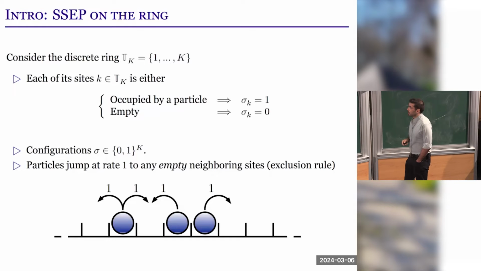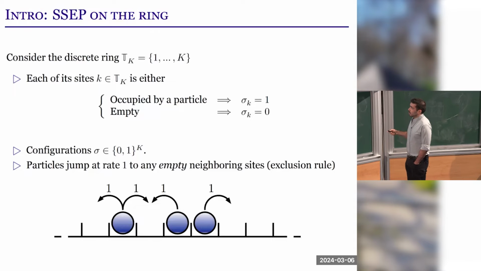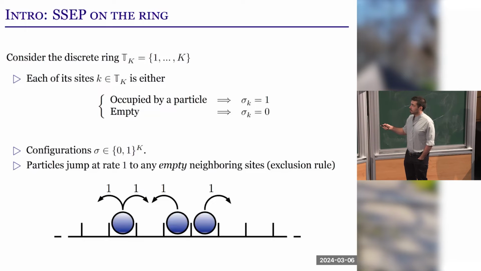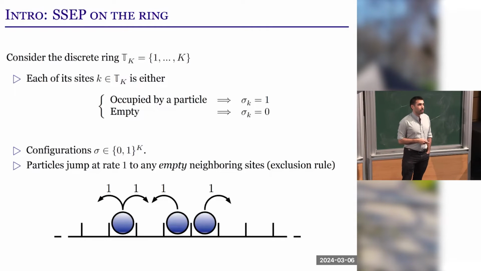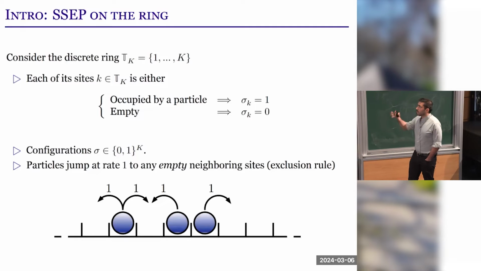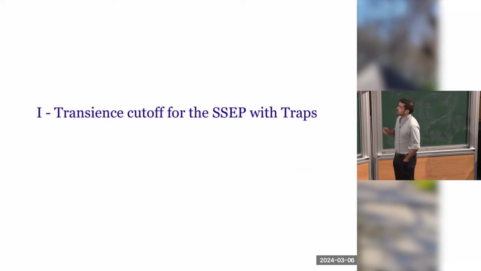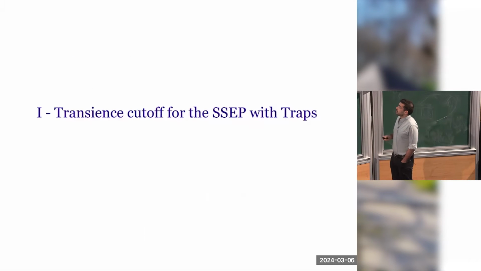Now, given a starting configuration, your particles start to jump, and in the SSEP, particles jump at rate 1 to any vacant neighbor. So, for example, this particle cannot jump right, and this particle cannot jump left, but otherwise, all of the jumps occur at rate 1. This is a very well-known and well-studied model. And in this talk, in the first part at least, I'm going to consider a variant of this model, which is the SSEP with traps.